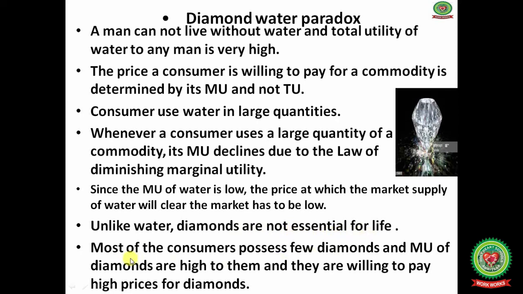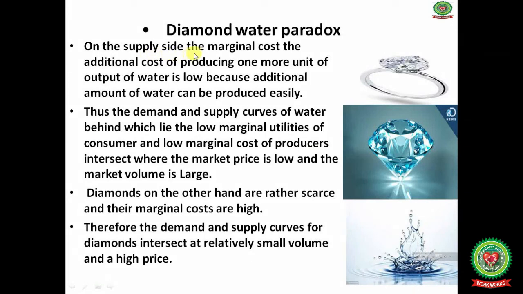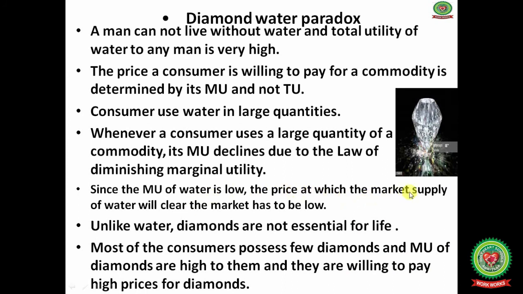Diamond water paradox. A man cannot live without water, and the total utility of water to any man is very high. The price a consumer is willing to pay for a commodity is determined by its marginal utility and not the total utility. So, consumers use water in large quantities. Whenever a consumer uses a large quantity of a commodity, its marginal utility declines due to the law of diminishing marginal utility. Since the marginal utility of water is low, the price at which the market supply of water will clear the market has to be low.